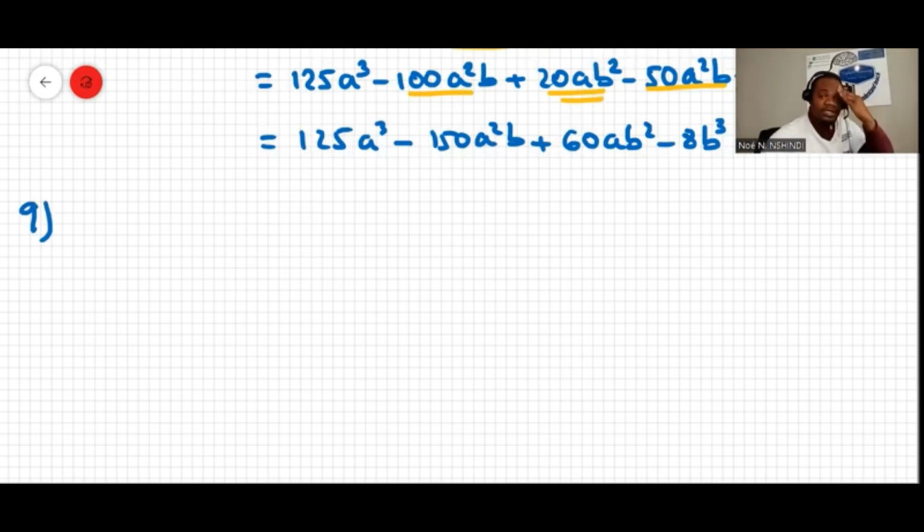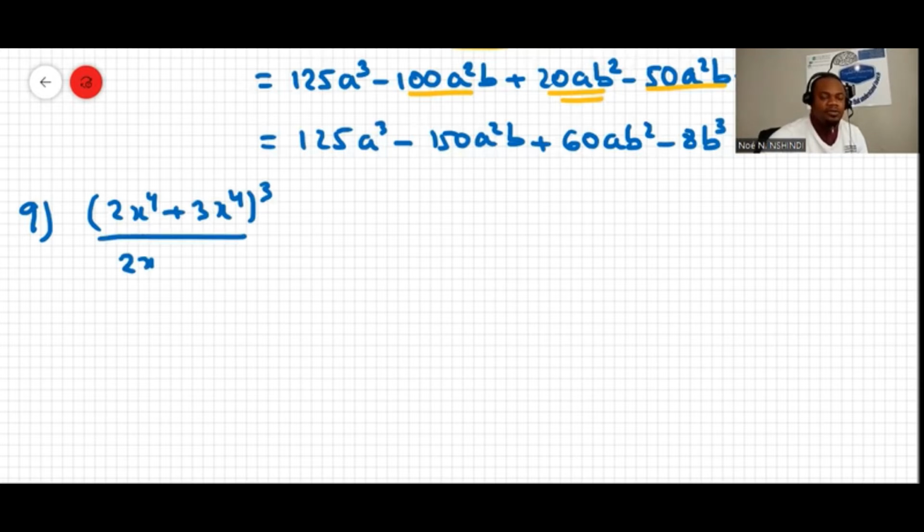Question 9, we have (2x^4 + 3x^4)^3 over (2x^4 times 3x^4)^2. Okay, so what's this equal to?